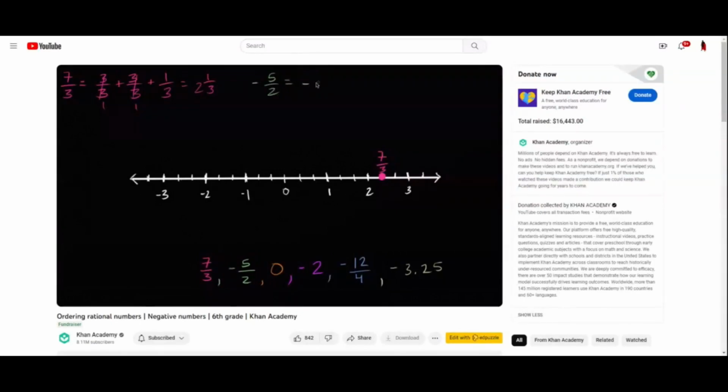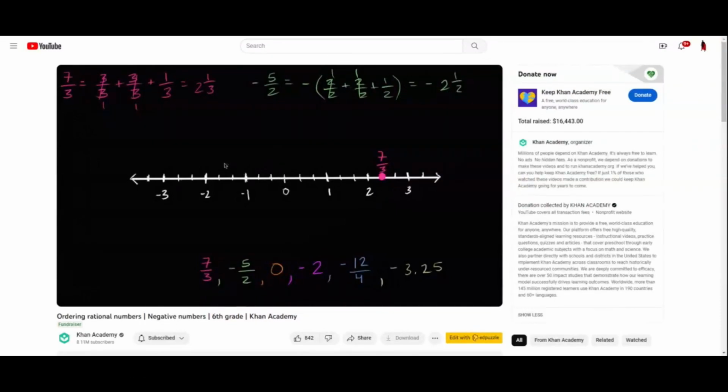-5/2. Well, that's the same thing as the negative of 5/2. And 5/2 is going to be 2/2 plus another 2/2 plus 1/2. So this is 2.5. This is 1, and that's a half. So it's 1 plus 1 plus 1/2, 2.5. We have our negative out there, so it's negative 2 and 1/2.